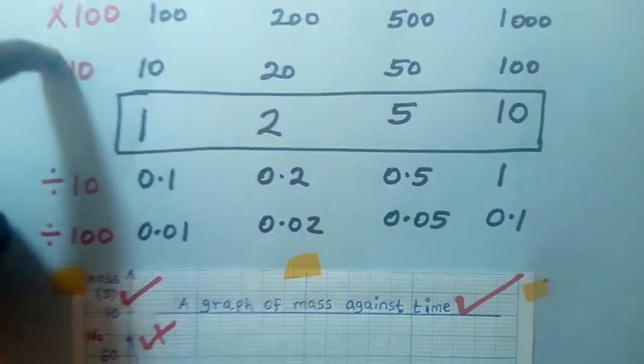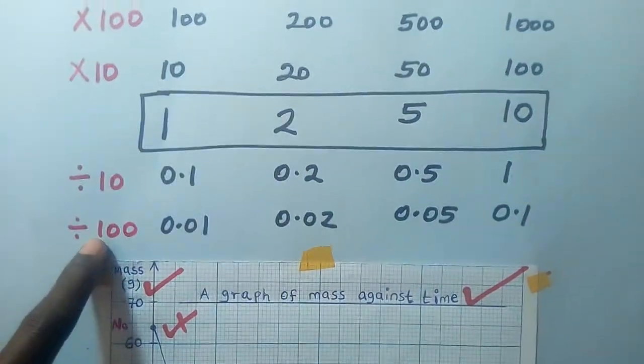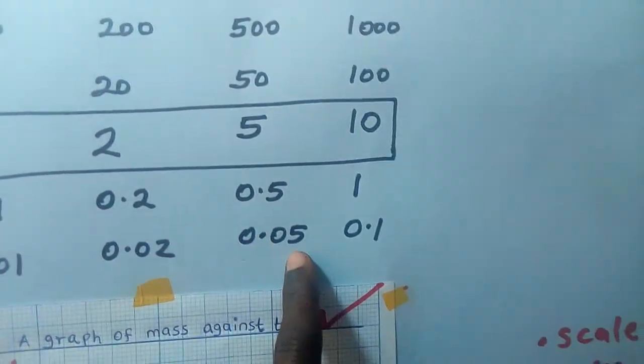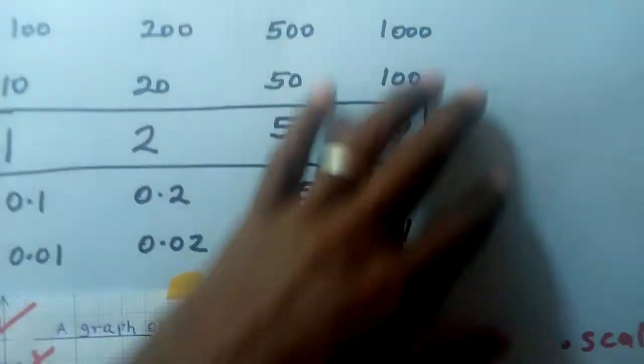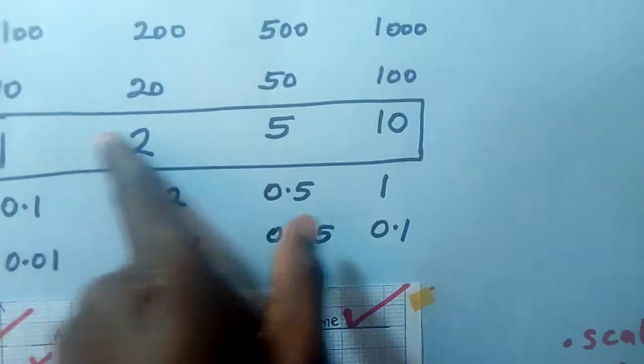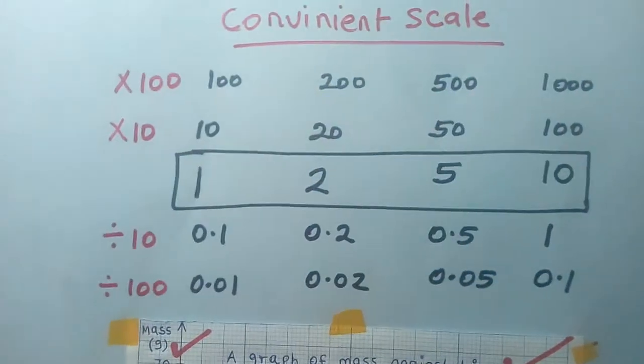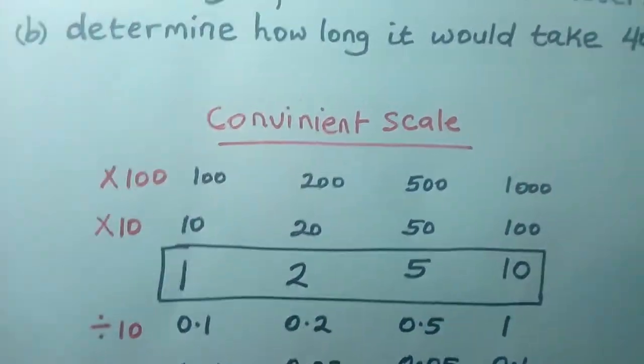Or instead of multiplying by 100, you can also divide by 100. And you get 0.01, 0.02, 0.05, and 0.1. These are good scales coming from the good scales, convenient scales. Now, out of these scales, we are supposed to use them to plot the graph.